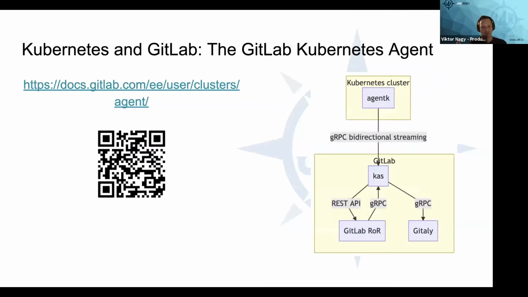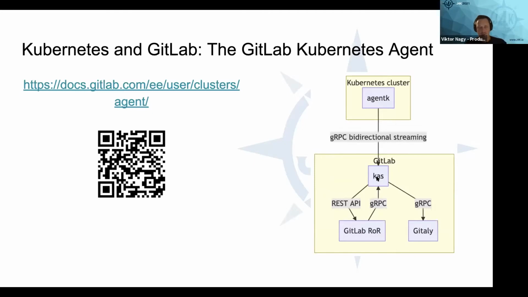But what I want to speak to you about today is what we call the GitLab Kubernetes Agent, and mostly it will be a demo, so not just speaking, but to give you an idea what it is. There's docs behind the QR code. The basic idea is on the screen right now. The Kubernetes Agent has two components. It has what we call Agent K, the cluster side component, and the Kubernetes Agent server, the GitLab side component.